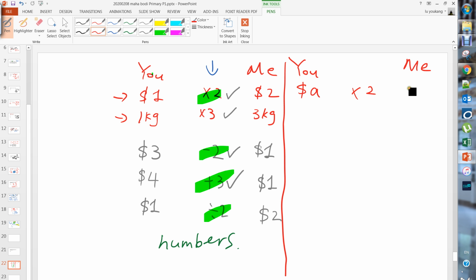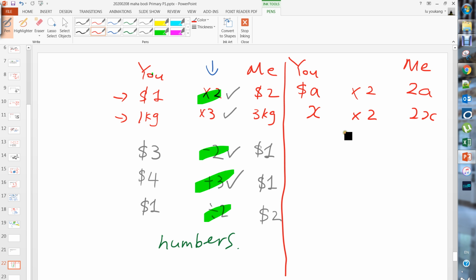8 times 2 is 2a. Let's say you take a as an apple. You take a as an apple, you times 2. What does it mean? 2 apples. Make sense to you? That's why I don't want to use x or y. But if you change it to x, you times 2, it's the same thing, 2x. But I want to use a first, because a is for apple, so it's easier for you to understand.